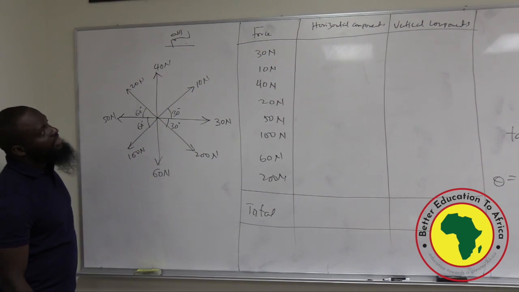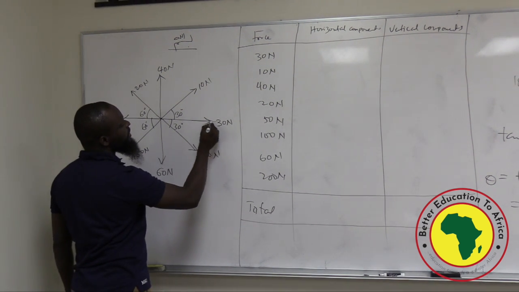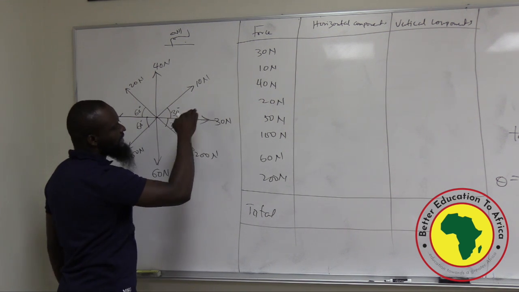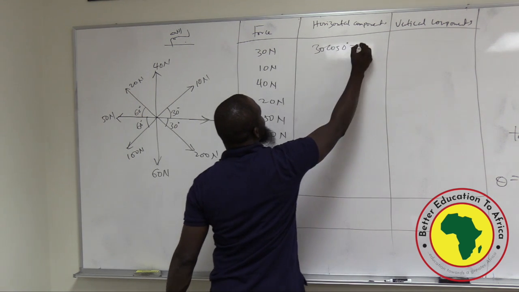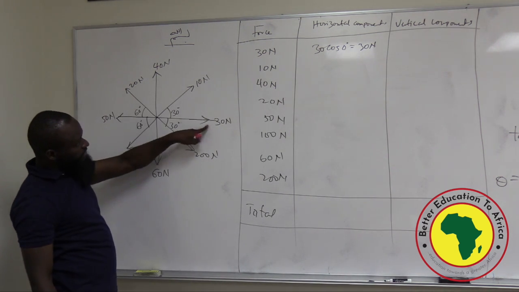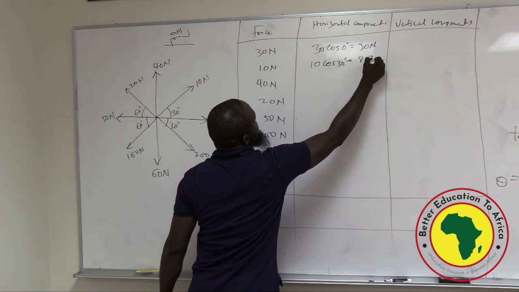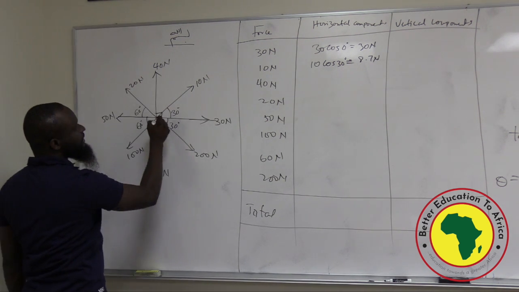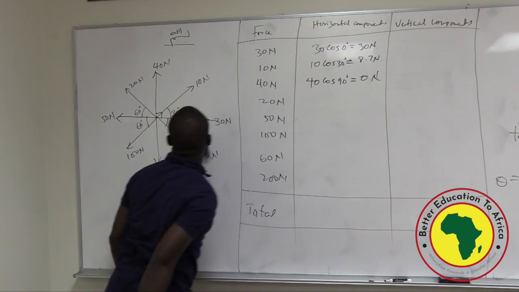So, when I'm using the table method, I measure all my angles to the positive x-axis, counterclockwise to the force. I start with 30. It's along the same axis, so it's 30 cos 0 for the horizontal component, which is 30 newtons. The next one is 10. The angle between 10 and the positive axis is 30, so 10 cos 30 degrees gives me 8.7 newtons. The next one is 40. The angle between 40 and this axis is 90 degrees, so it's 40 cos 90 degrees. Cos 90 is 0, that gives me 0 newtons.